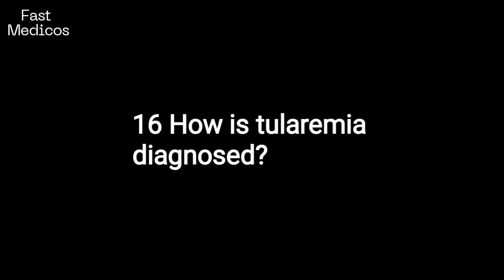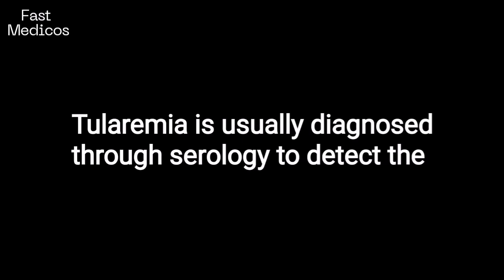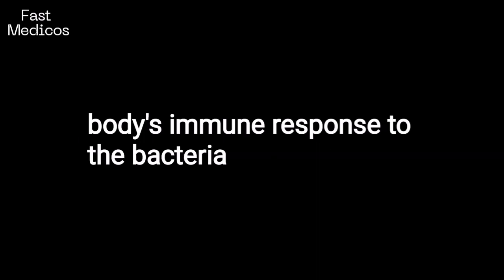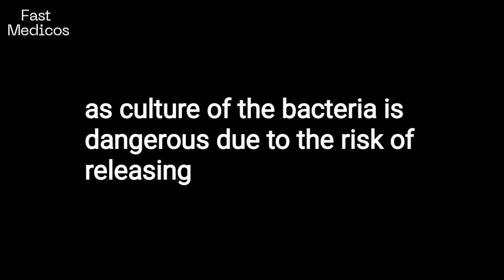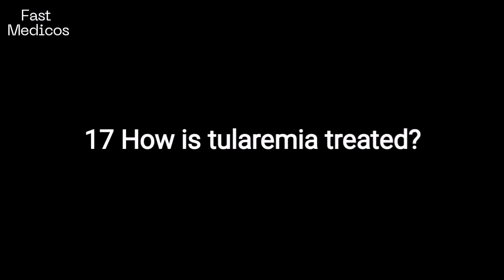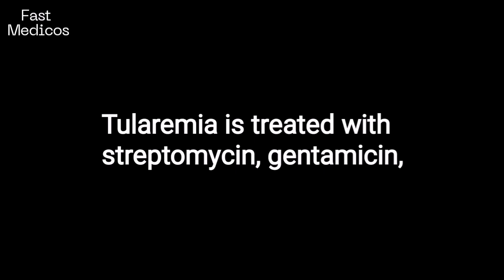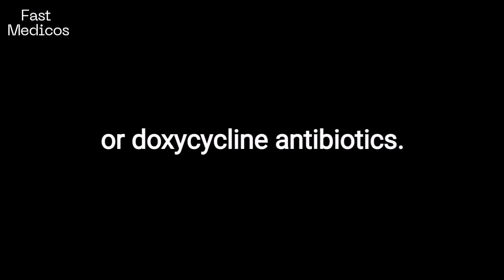116. How is tularemia diagnosed? Tularemia is usually diagnosed through serology to detect the body's immune response to the bacteria, as culture of the bacteria is dangerous due to the risk of releasing dangerous spores. 117. How is tularemia treated? Tularemia is treated with streptomycin, gentamicin, or doxycycline antibiotics.